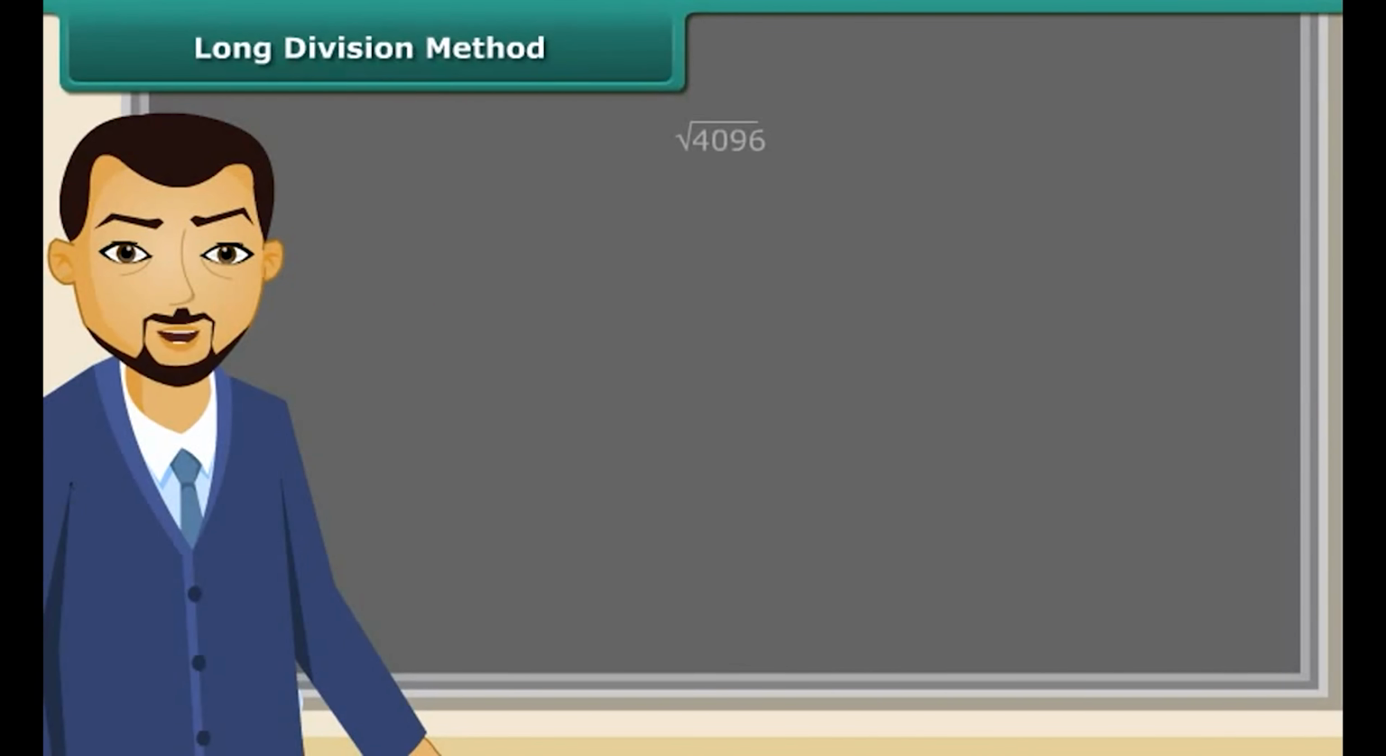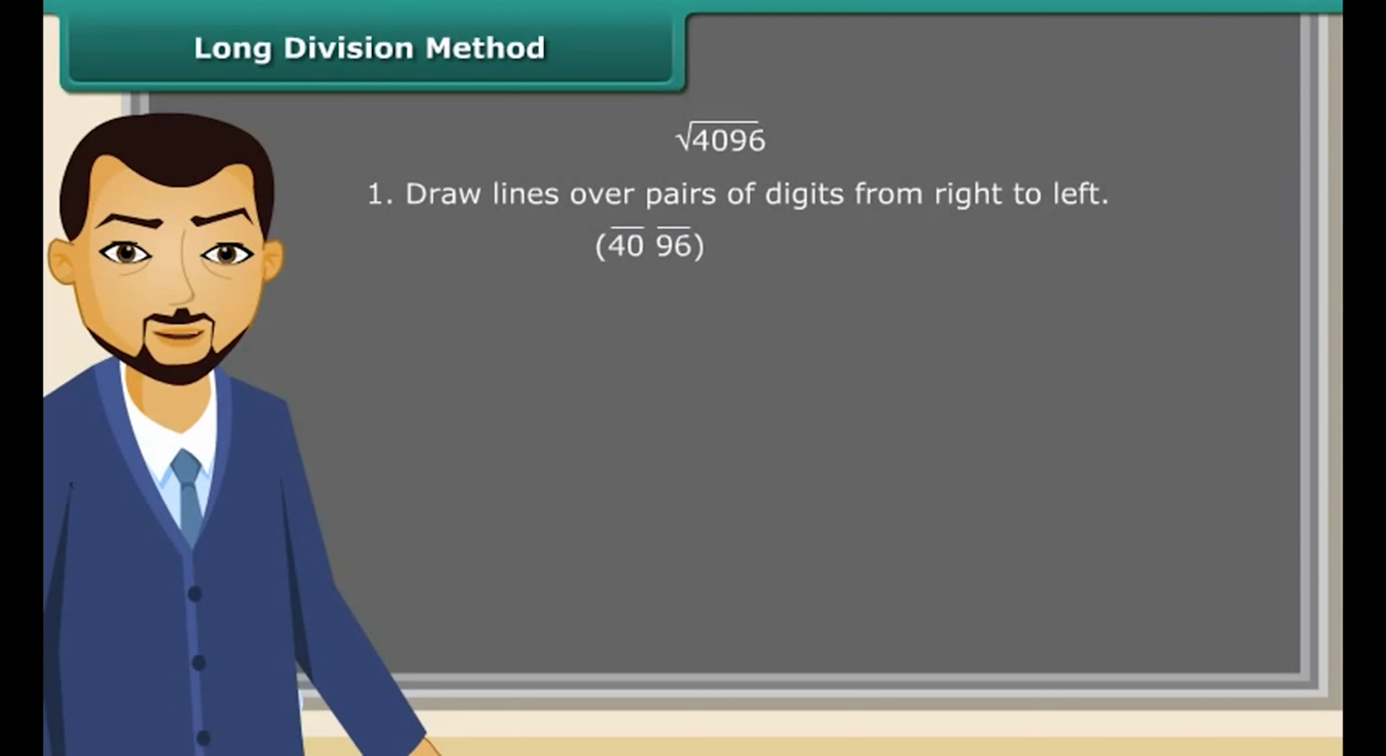For large numbers, the prime factorization method of finding square root becomes difficult. So we use the long division method. Let us look at the steps. First of all, draw lines over pairs of digits from right to left.